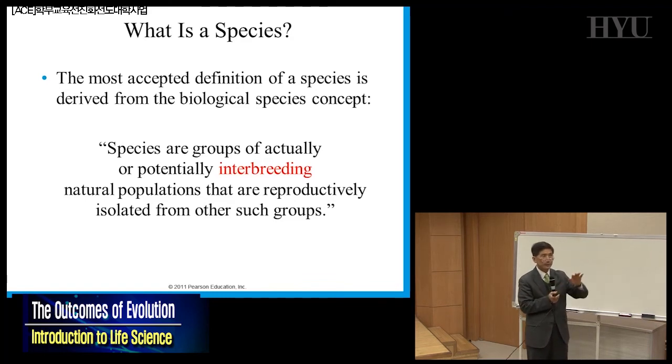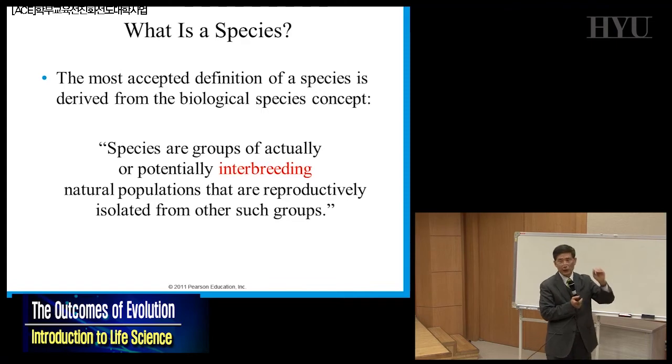Good example. If you interbreed between horse and donkey, what happens? It will produce a mule, but they are sterile. They cannot have their babies. Which suggests horse and donkey are two different species. So that's the definition.